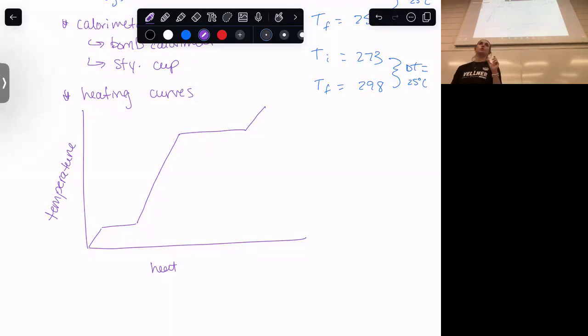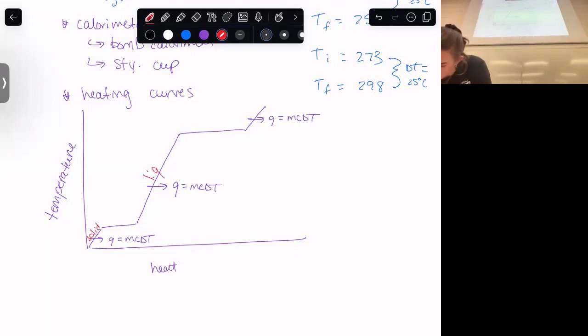Yeah, awesome, right? So whenever there's a change in temperature, so any of those diagonal lines is where we're going to use our Q is equal to MC delta T. So here, we're going to use Q is equal to MC delta T here. And here. What phase are we at that first diagonal line at the origin? We're solid here. What about our second diagonal line? We're liquid. And what about the third diagonal line? That's going to be gas.